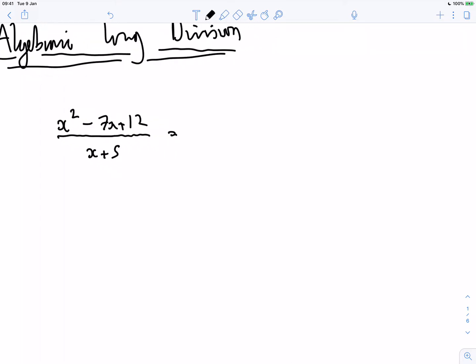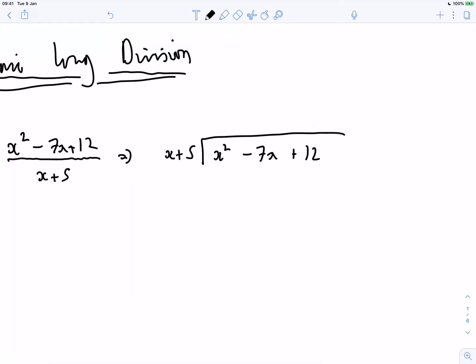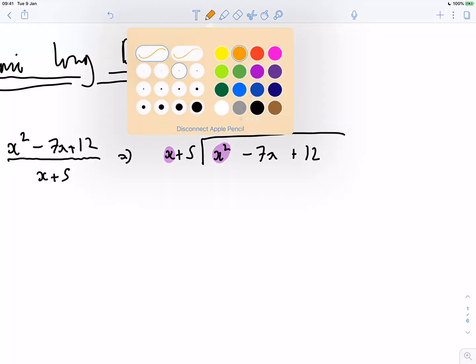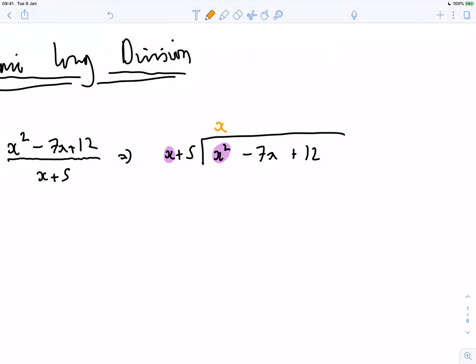Well, you treat it like the division that we've seen so far. So x squared minus 7x plus 12, and we're dividing by x plus 5. The technique is, what do I have to multiply the x by to get an x squared? Well, I have to multiply it by a single x, because x times this x will give the x squared.